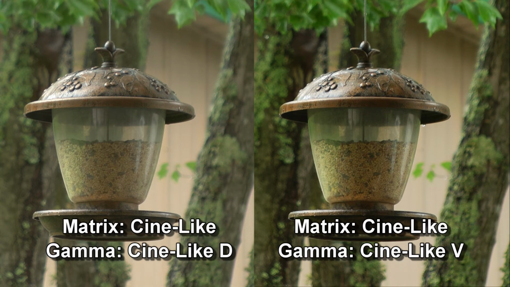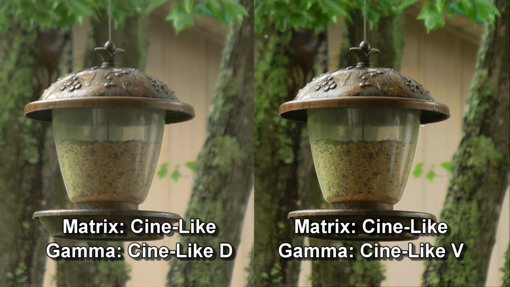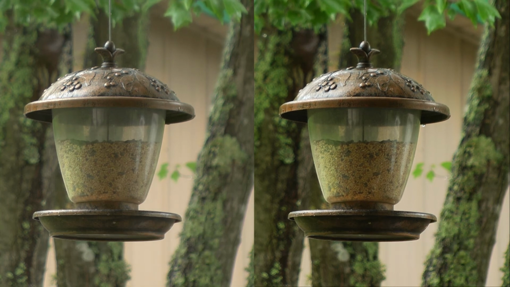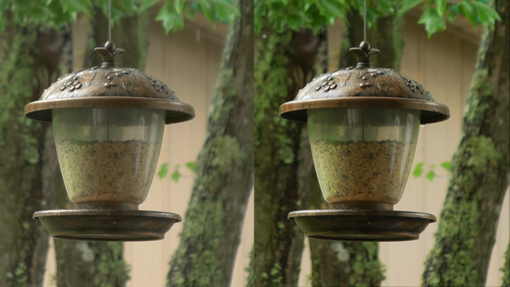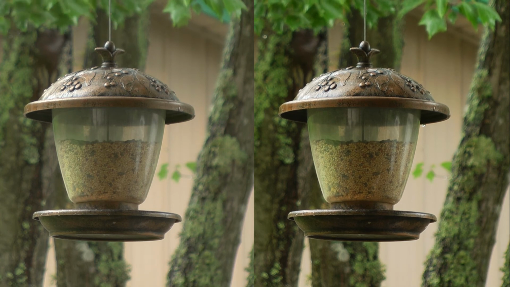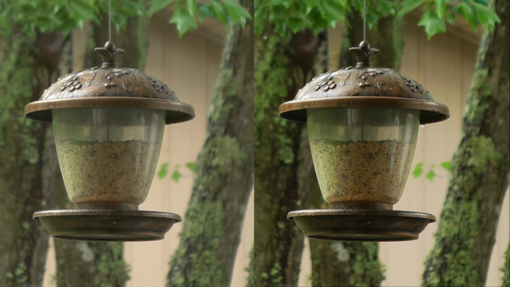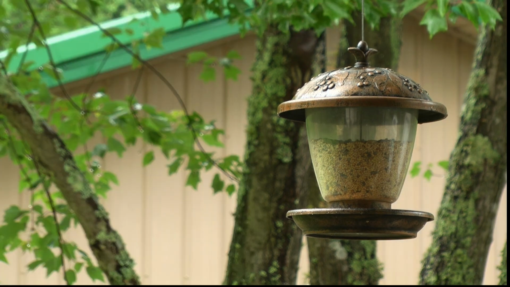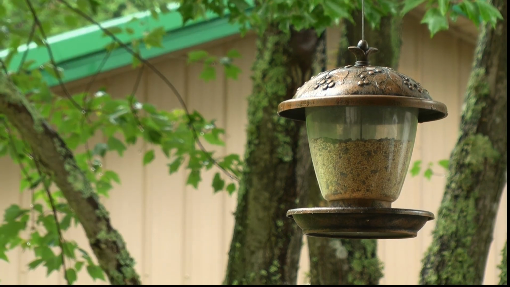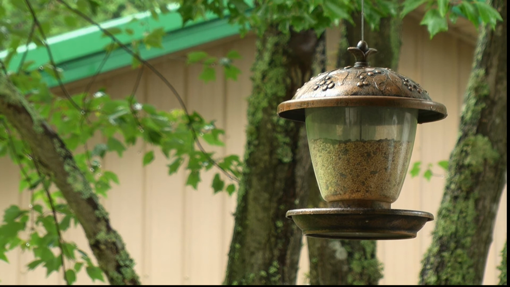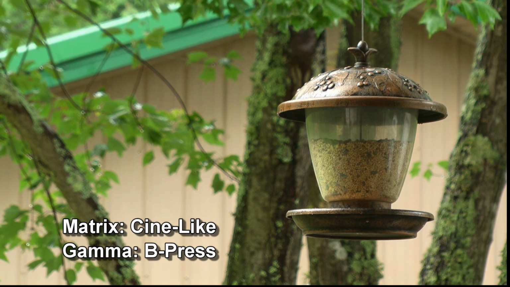Okay, this is a new scene. This is CineLike and CineLike D. Just trying to see what the difference is between this. And now I'm going to change this. The matrix is still CineLike, but I changed the gamma.